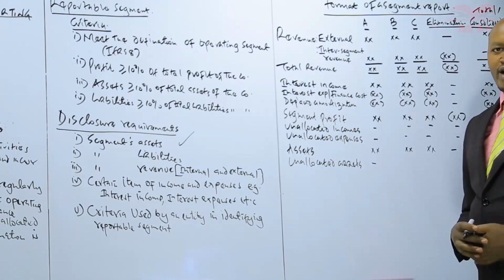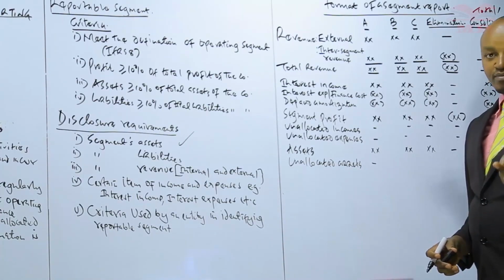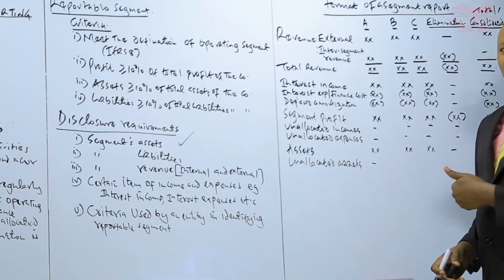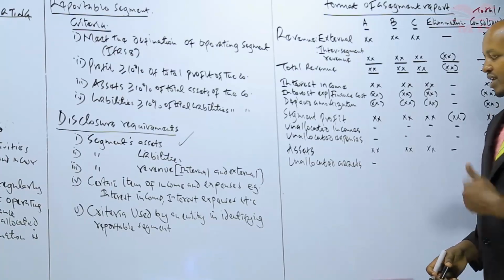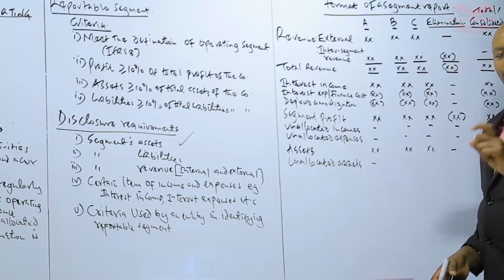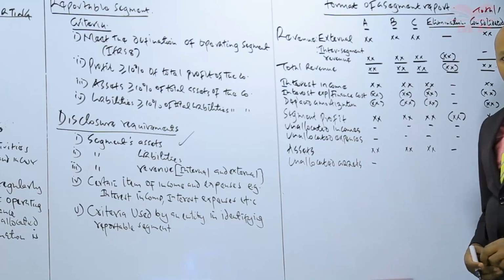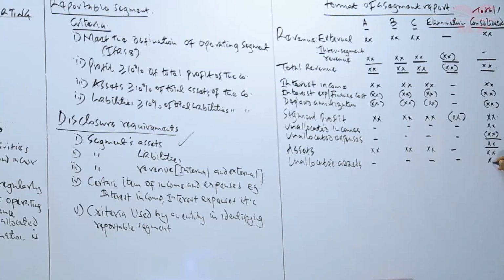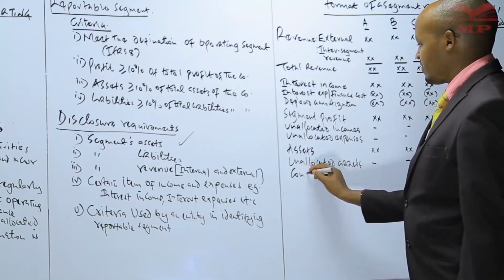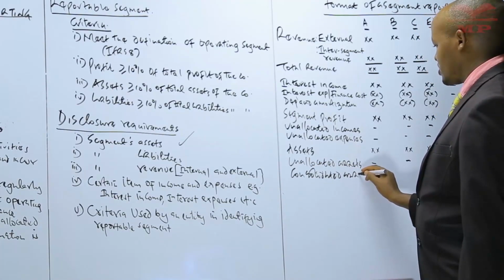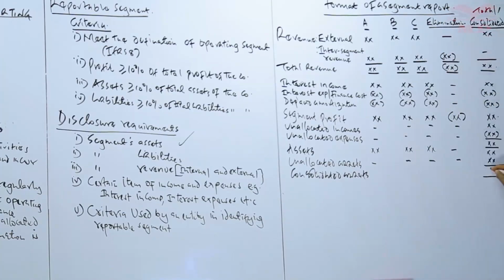So basically these are assets which are co-shared. For example, if we have a company with three branches, that company may be having one motor vehicle which is used by all branches. So that asset cannot be identified or cannot be said to be owned or controlled by a certain segment. Therefore it is called an unallocated asset. So we take it there, and whatever we get as the total, we refer to that as consolidated assets.